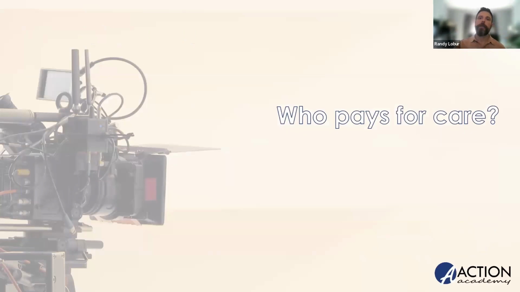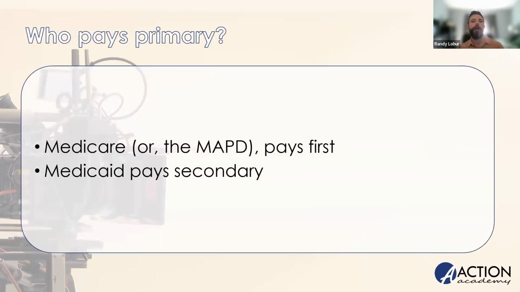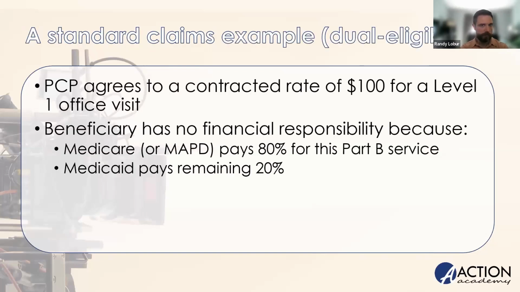As we talk more about claims and how they work here, the big thing to take away is that Medicare, or the MAPD if you have someone on one here in the DSNP, always pays first. They pay primary. Medicaid always pays secondary in this case. And if I look at someone who is fully dual eligible, say they enrolled in a local DSNP, their PCPs on the DSNP agree to a contracted rate of $100 for a level 1 office visit. So something minimal. I've got the sniffles, something like that, doesn't need a lot of investigation.